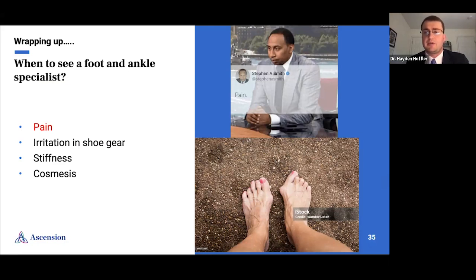Irritation in shoe gear, whether that be sandals, flip-flops, closed-toed shoes, cleats, even hiking boots, especially given the summer when everyone's more active. Stiffness in the toes, whether that be the big toe joint or the lesser digits. And then cosmesis. Do you just simply want the bump to go away because it doesn't look right, as the lady would say on the bottom right? That's an option as well.